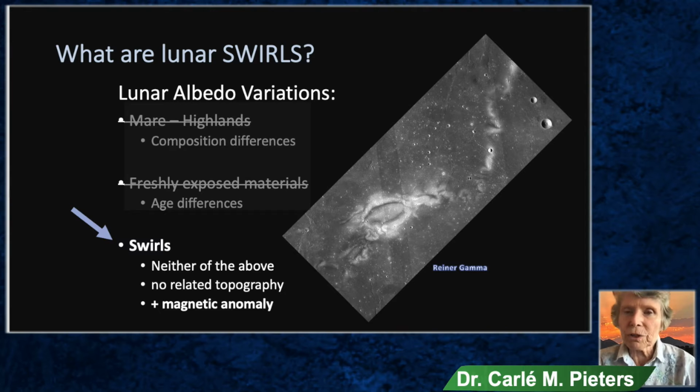Well, what are these swirls? Well, they are clearly albedo variations. They're not associated with compositional variations, nor are they associated with what's been exposed relatively recently. And I can show you examples of that in a moment. What they are associated with is magnetic anomalies themselves, and that's the key.